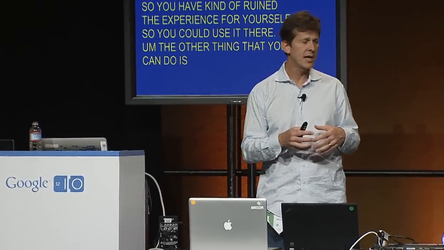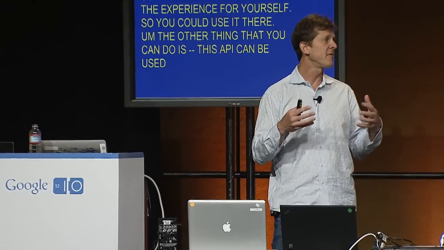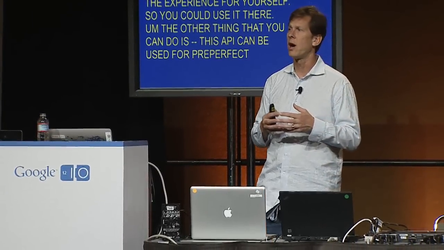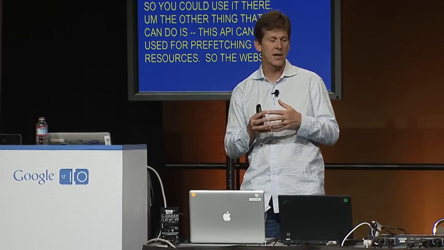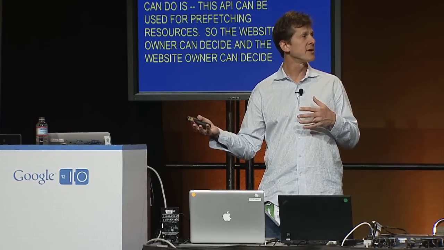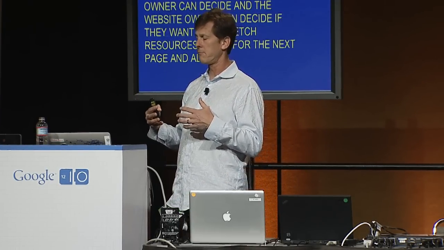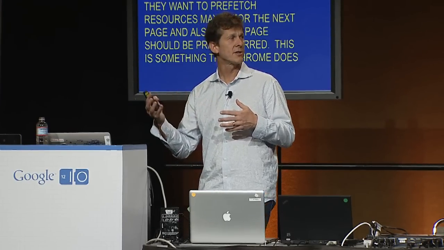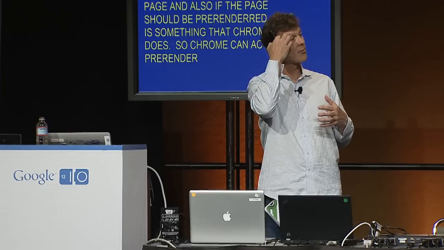The other thing you can do is, this API can be used for prefetching resources. And so the website owner can decide if they want to prefetch resources, maybe for the next page, and also if the page should be pre-rendered. This is something that Chrome does. So Chrome can actually pre-render a page in the background.